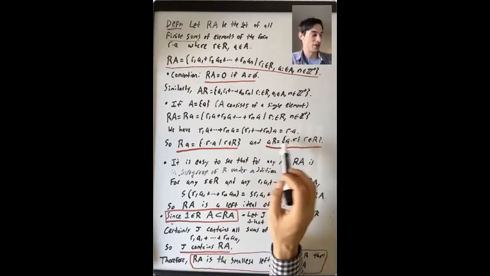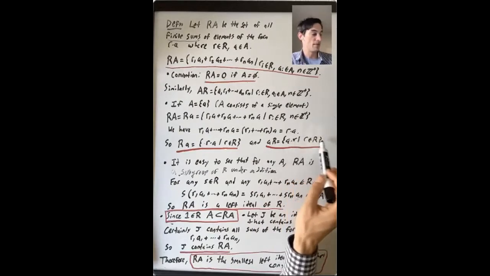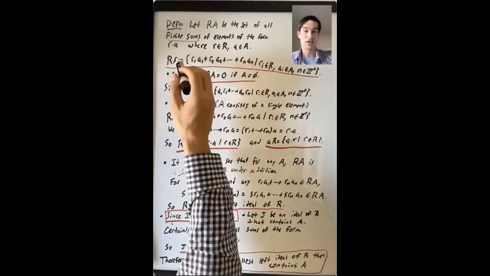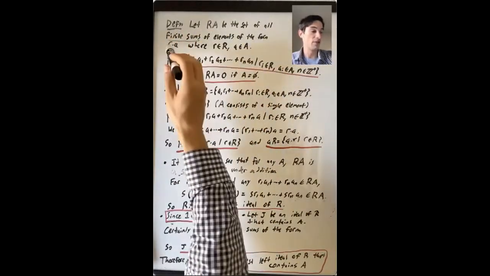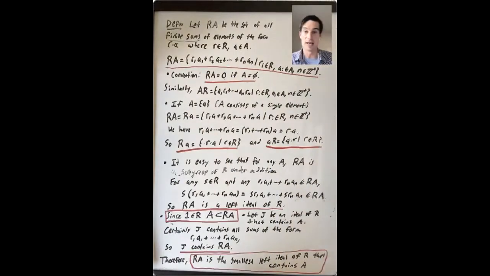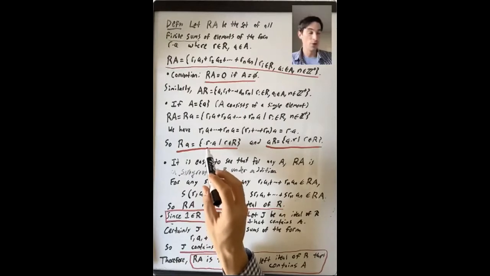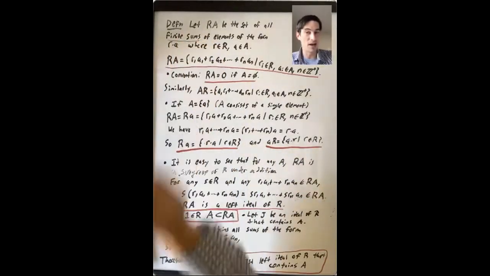Totally parallel definition with multiplication on the other side: AR is all of the things of the form a times something in the ring. I really like what Dummit and Foote do here, that they start with the general definition for a subset A, where you really have to take finite sums of elements of the form something in the ring times something in your subset. A lot of texts will start with the case where your subset has one element, and in that case you can think of RA as something in the ring times a. You can forget about this finite sums part.